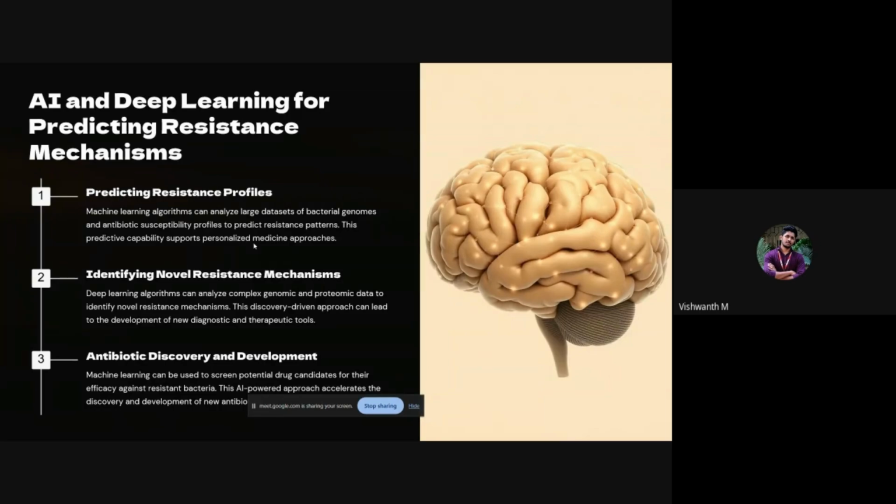Accelerating discovery is also an application of AI. This AI screens large datasets to identify potential antibiotics faster than traditional methods. One of the best examples is the discovery of new antimicrobial compounds using AI models trained on chemical databases.